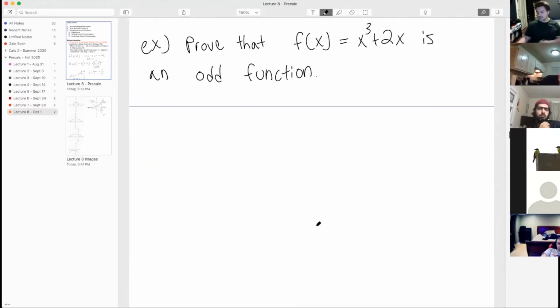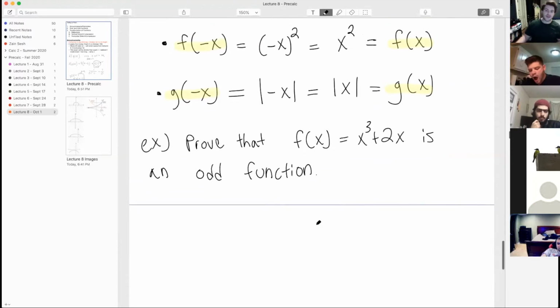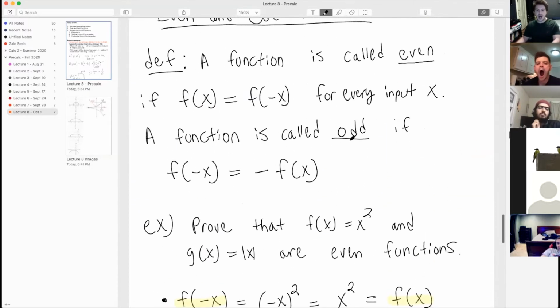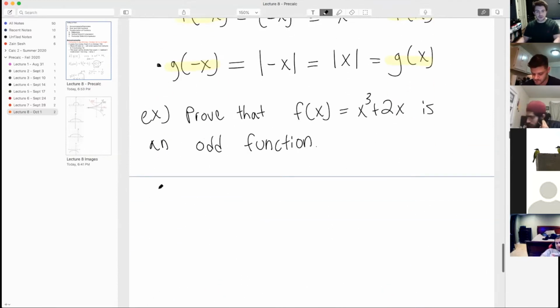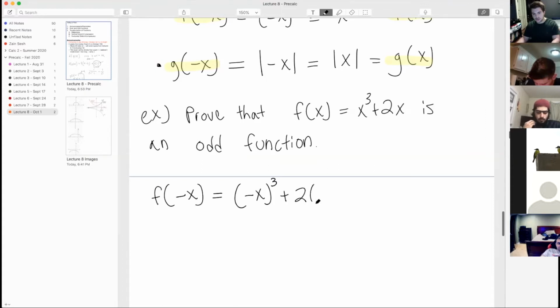Okay, so for this, we need to show that, let's go up to the definition. Odd is if f of negative x is equal to minus f of x. So that's what we're going to show. So we're going to start with the left-hand side, f of minus x. So here we go. f of minus x, by definition, is negative x cubed plus 2 times negative x.